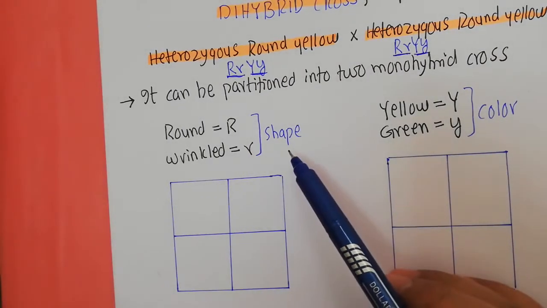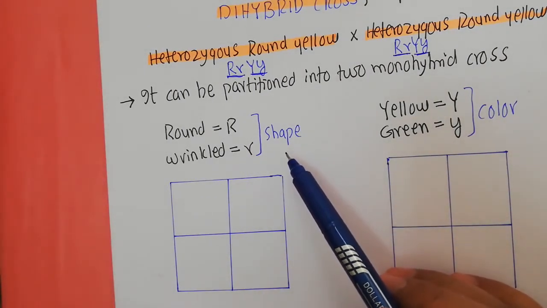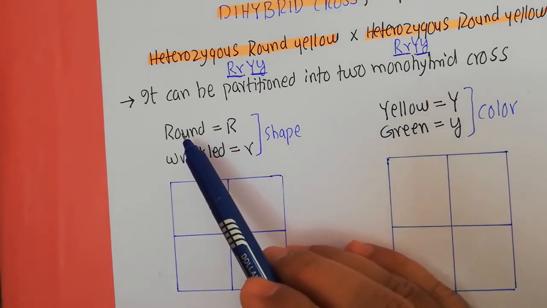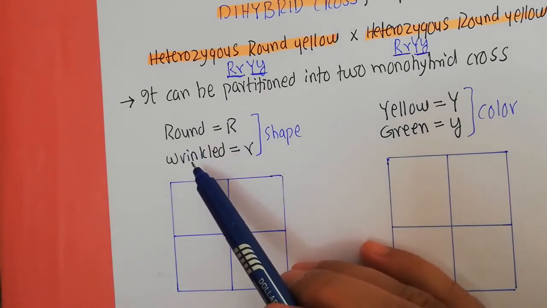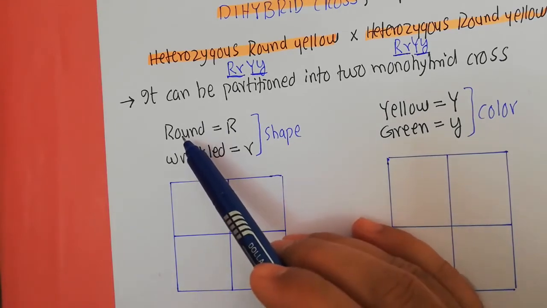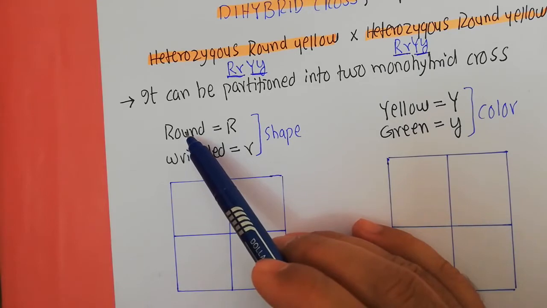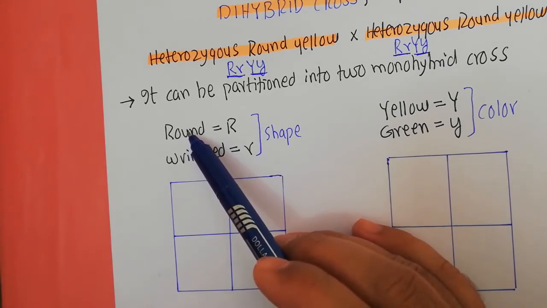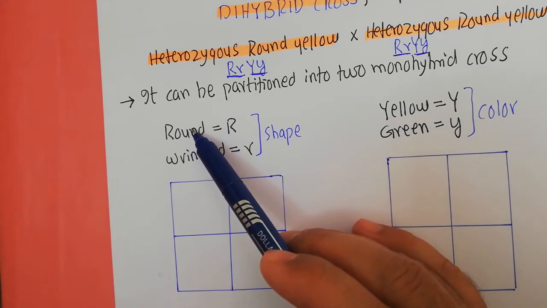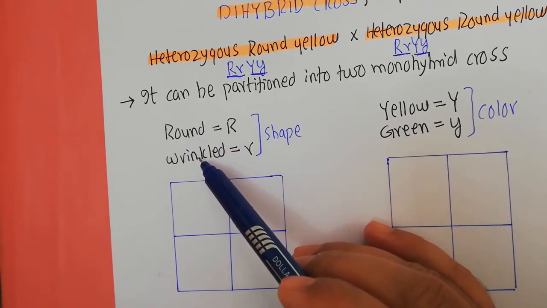If you talk about the shape of the seed, it comes in two varieties. One, the seed can come in the round shape. The seeds are also available in the wrinkled shape. The round shape of the seed is a dominant trait. This means that it can express itself in the homozygous as well as in the heterozygous condition. The wrinkled one is a recessive condition.